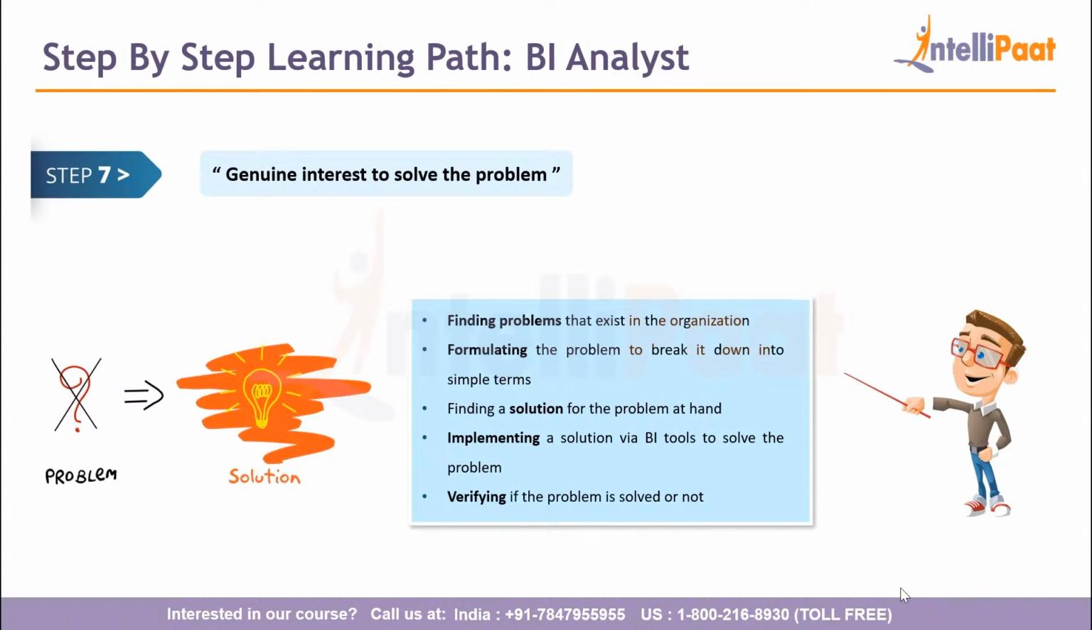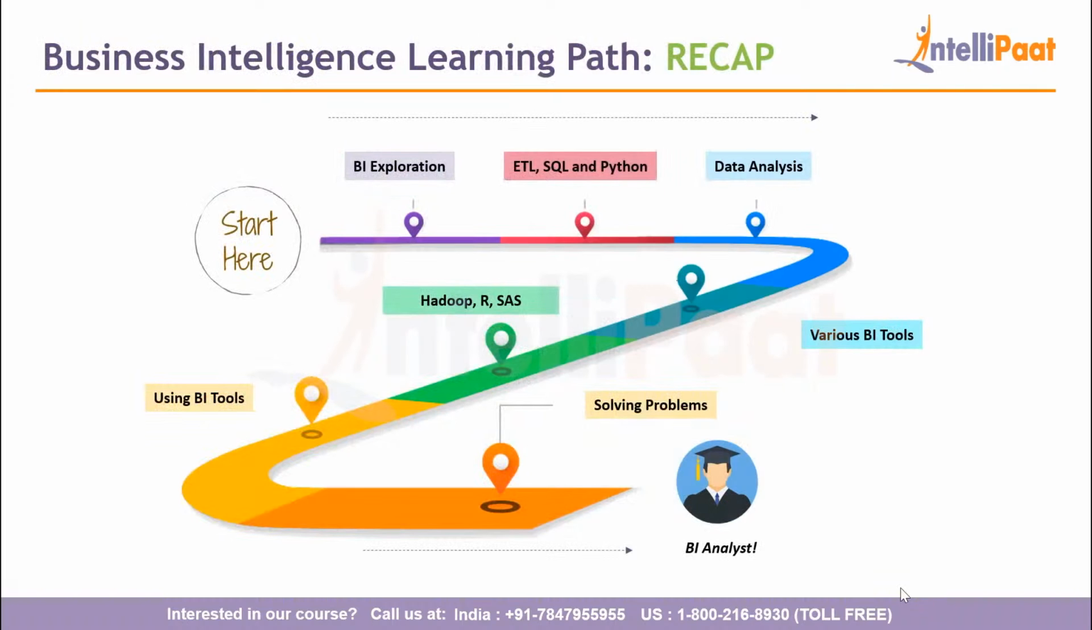Now we are done with the step by step learning path for any BI analyst. Let us have a recap of all the skills we discussed in this learning path. We started with BI exploration. Then you should have knowledge and skills related to ETL, SQL, and Python. Then you must have a thorough knowledge of data analysis methodologies. Then you should go through various tools for business intelligence and pick up one. Then comes Hadoop, R, and SAS, which you must know because these are widely used tools in the industry and most companies use them to handle large amounts of data.